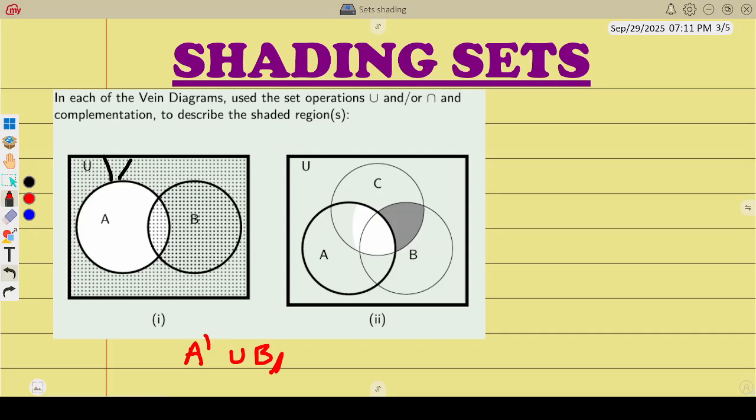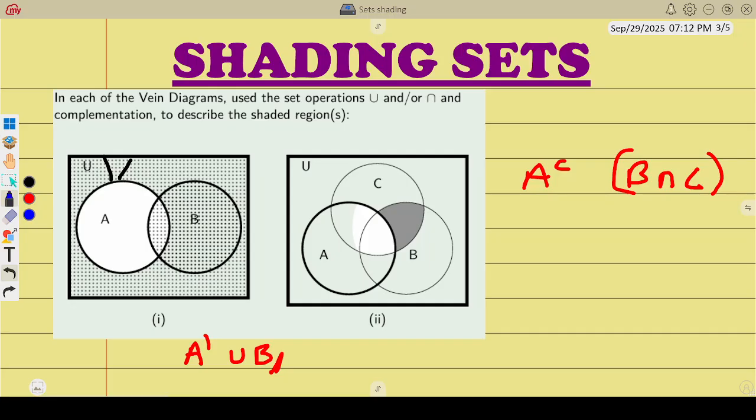What I'm trying to say is that everything in A is not shaded. This is giving you a clue of A complement. Here you can see B and C are intersecting, so I have B intersection C. So we've just seen A complement, and then we also have B intersection C.